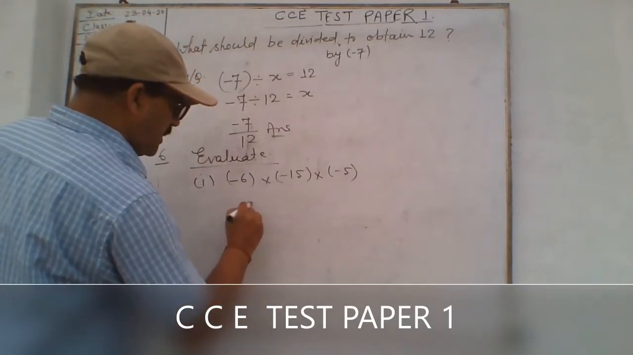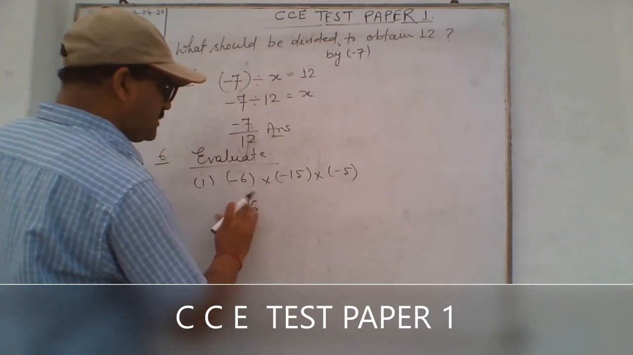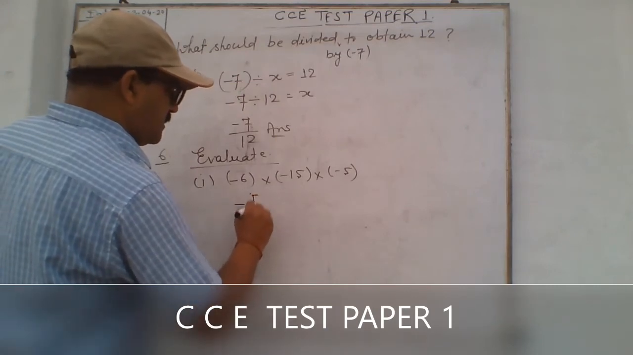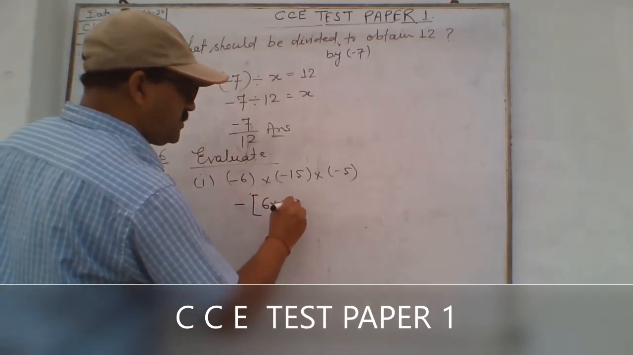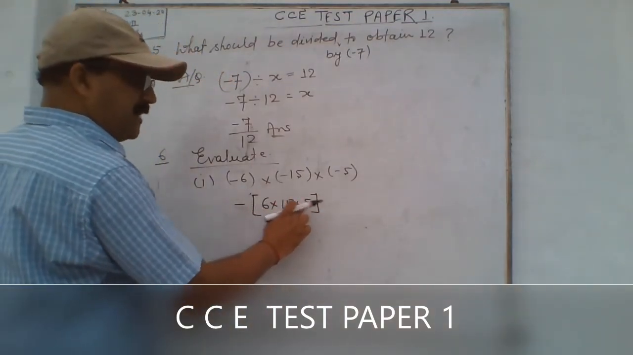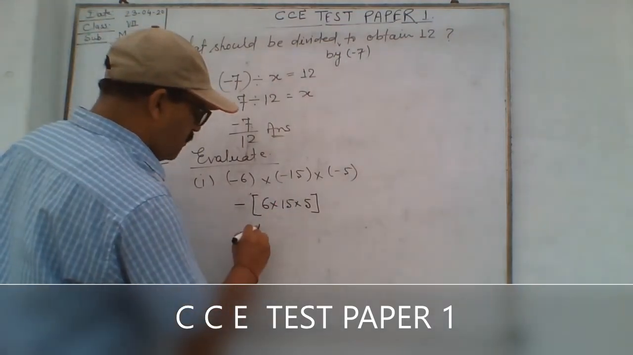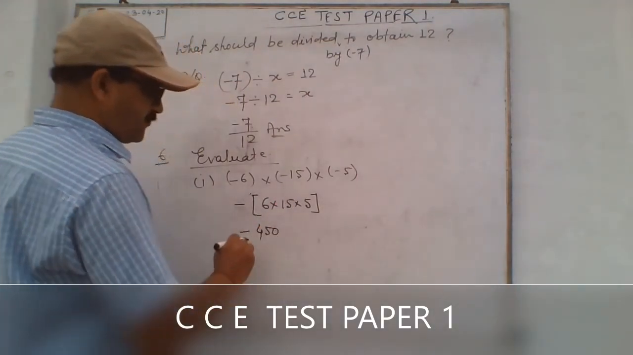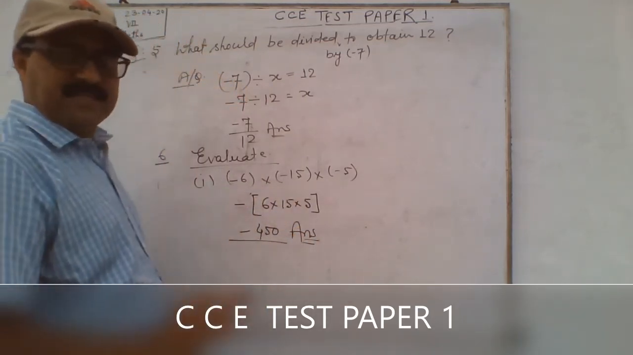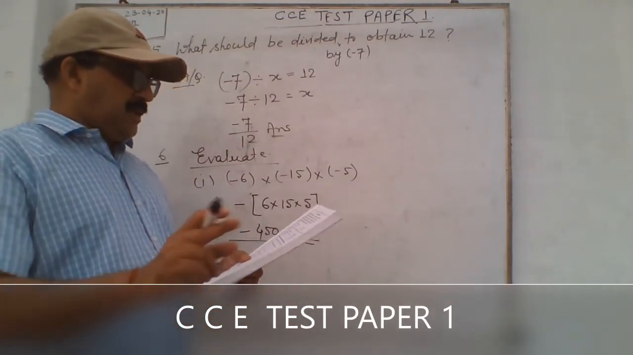So the answer will be negative, and 6 into 15 into 5 you will multiply. 6 times 5 is 30 and 30 into 15 is 450. Very simple, and you will obtain the same answer. Okay, the same process.